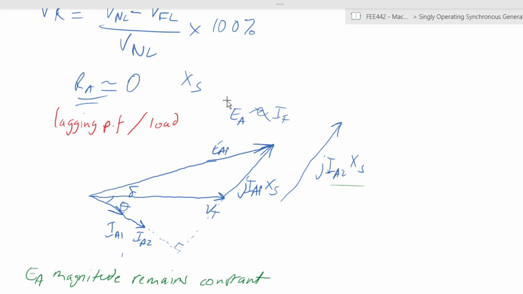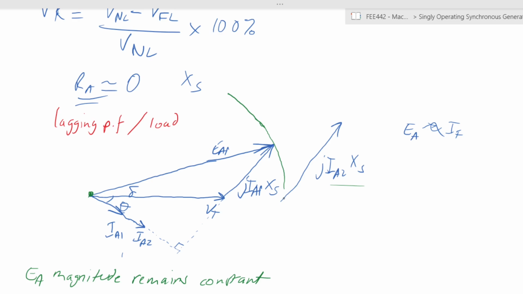Let me change this out. Here. So you can have the locus of possible points for EA, which will constitute an arc, centered at this point, where EA can be. So EA, if the magnitude remains constant, the field excitation remains constant, the point of EA can be anywhere along this line.